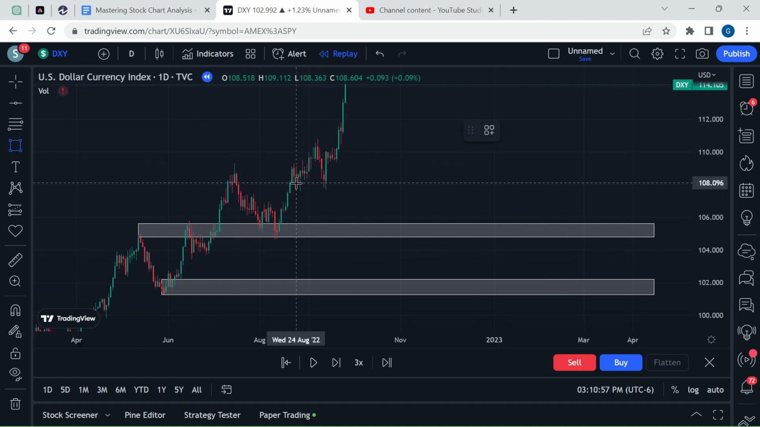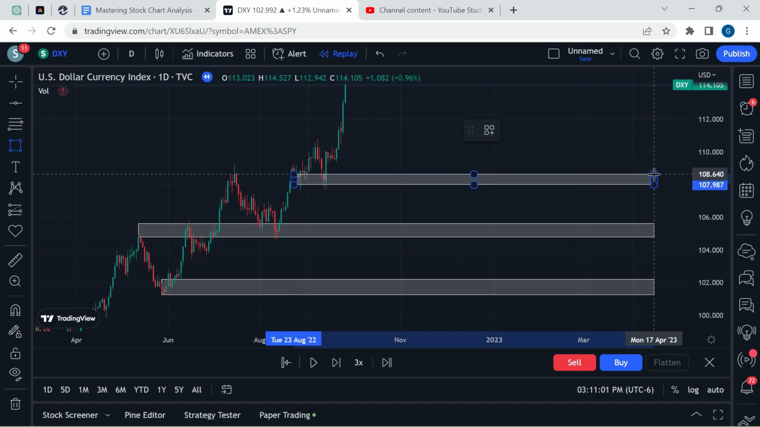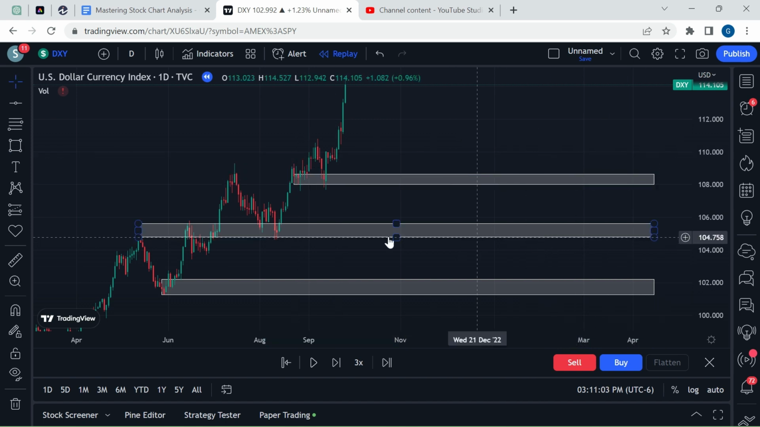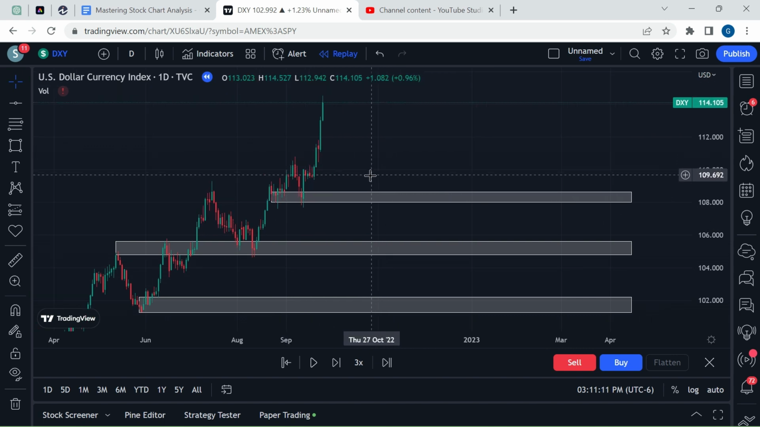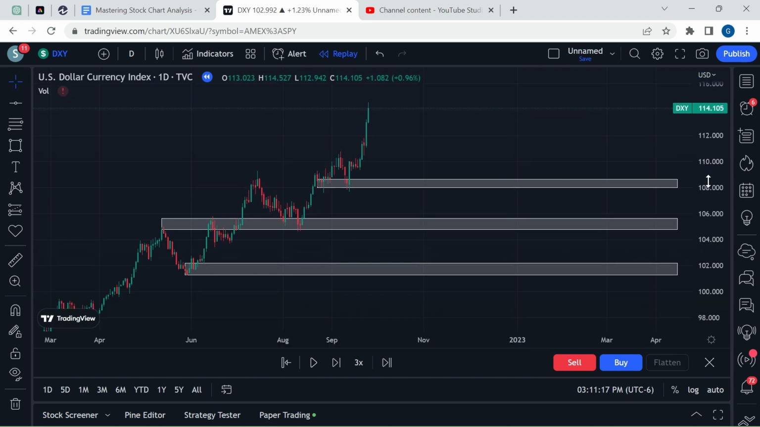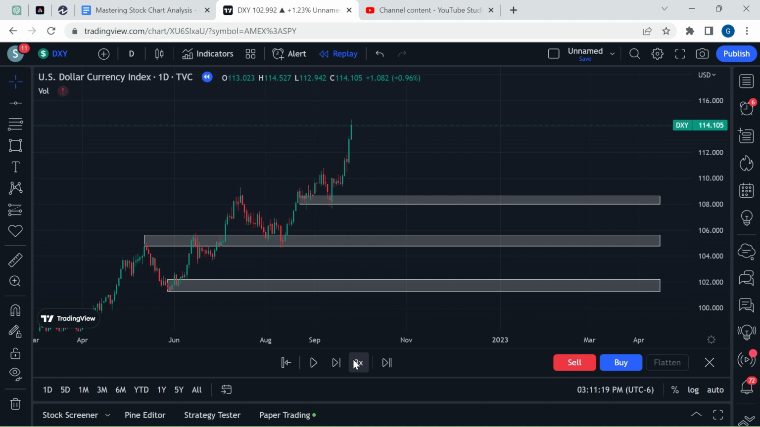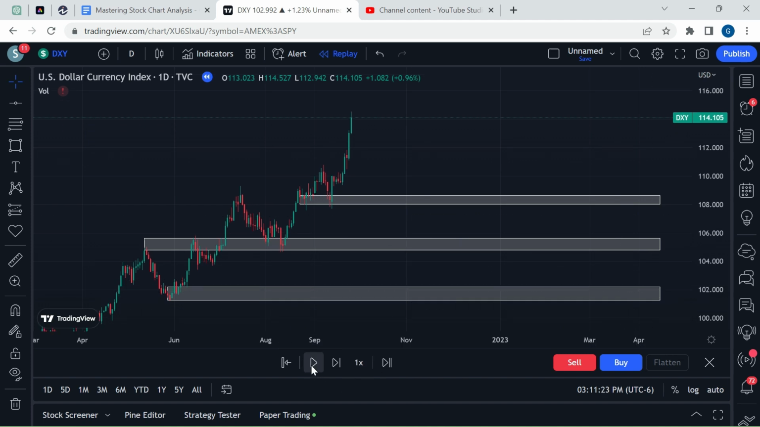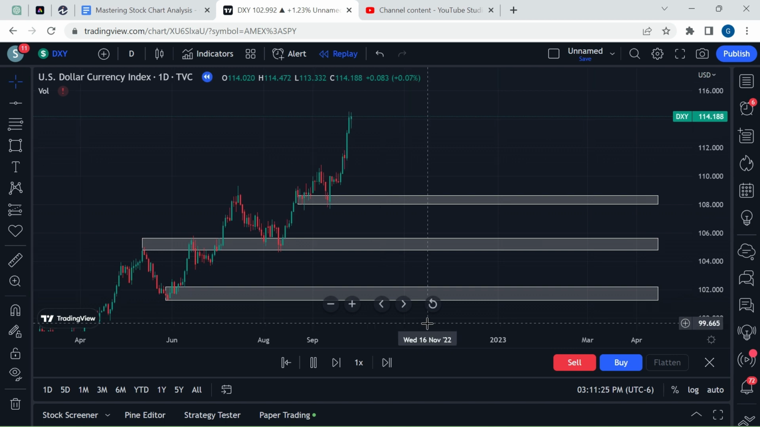So when you're going through, you just want to analyze areas where price likes to react. Here we can see two times that price liked to jump out of this area, so we can go ahead and draw that as a zone. So just with these three zones, we're going to go ahead and play this and see how price reacts at our levels that we just drew out.